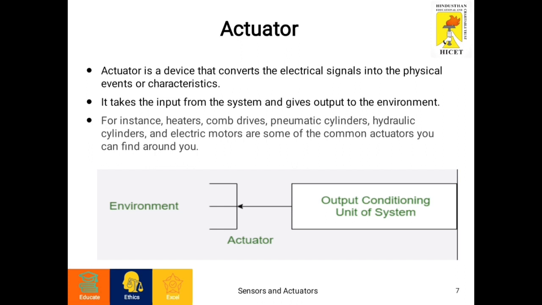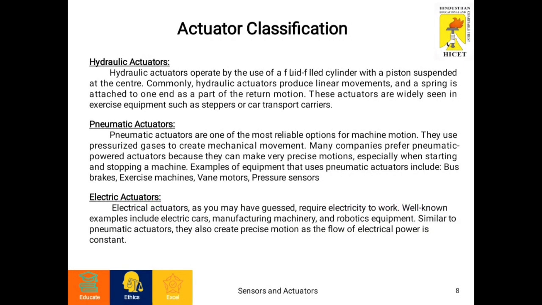Now let's see actuator classification. The first one is the hydraulic actuator. A hydraulic actuator consists of a cylinder or fluid motor that uses hydraulic power to facilitate mechanical operation. The mechanical motion gives an output in terms of linear, rotary, or oscillatory motion. Because liquids are nearly impossible to compress, a hydraulic actuator can exert considerable force.